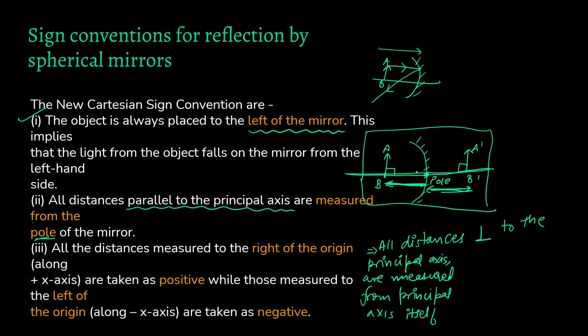So where are they measured from? They can't be measured from the pole. The pole is here. If we measure it from the pole, they'll go something like this. This will be our distance. This is not the distance we want. We want the distance AB. So this distance AB and this distance A dash B dash, which is perpendicular to the principal axis, is measured from the principal axis itself. Okay, so we take this point as say 0, and then we measure if it's 1 centimeter, 2 centimeter, 3 centimeter, and so on. So in case it is perpendicular, like the height of the object or the height of the image, they are measured from the principal axis and not the pole. Okay.